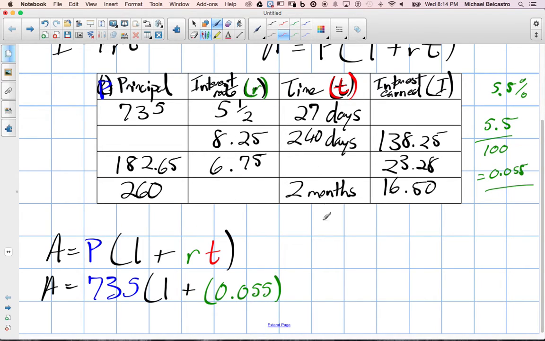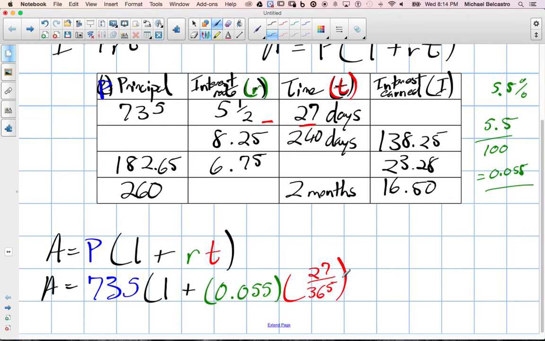Now, time is tricky in this question because the rate is per year. Okay, this is 27 days. That's not a year, right? That's not even close to a year. It's not even a month. So what we're going to do, how many days are in a year? 365. So what we're going to say is time is 27 over 365, okay? And the reason being is because this account only earns this amount of interest in 1 year. So this is not a year, okay?